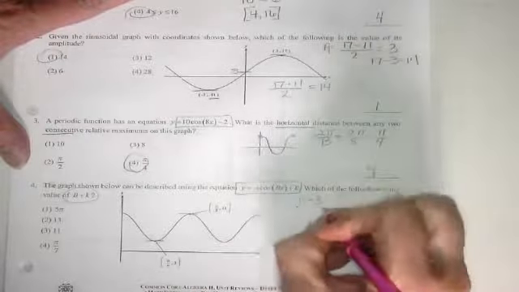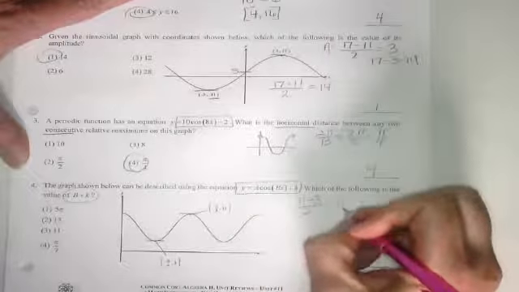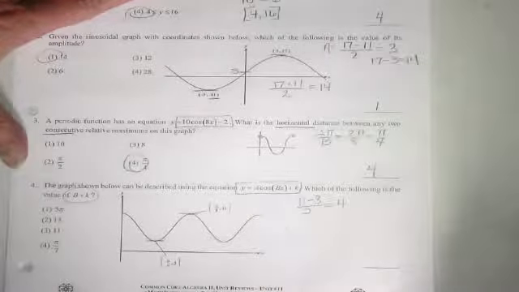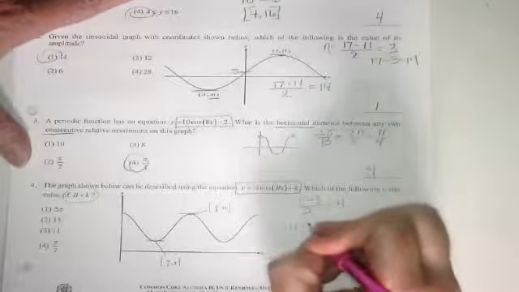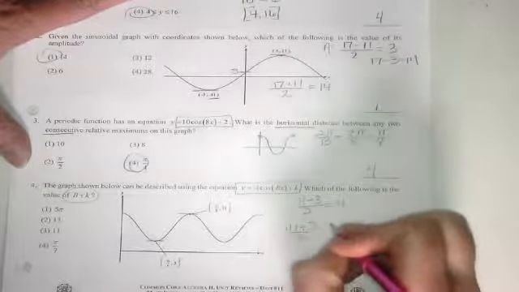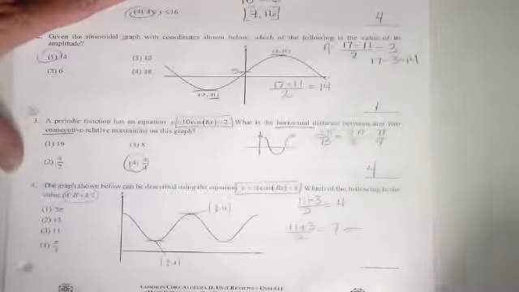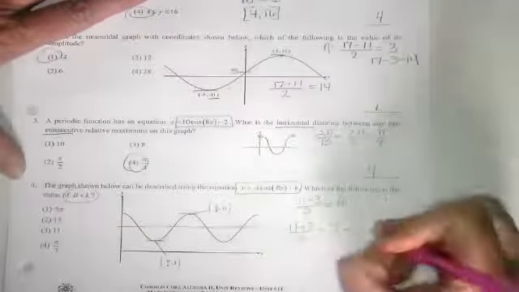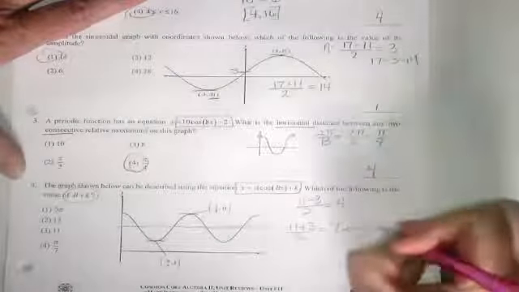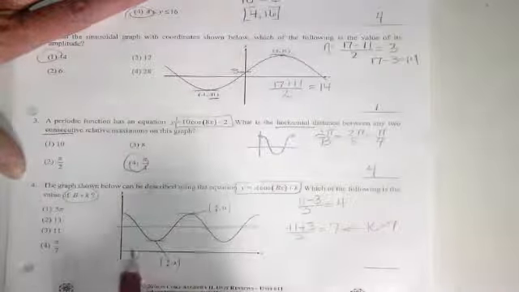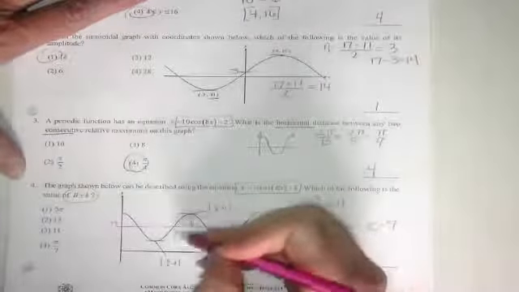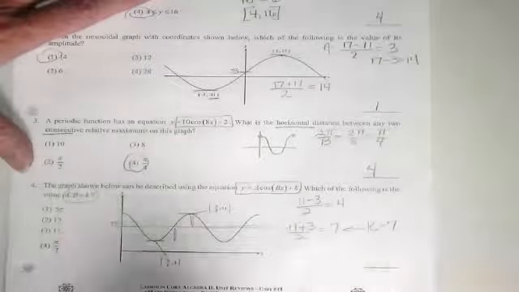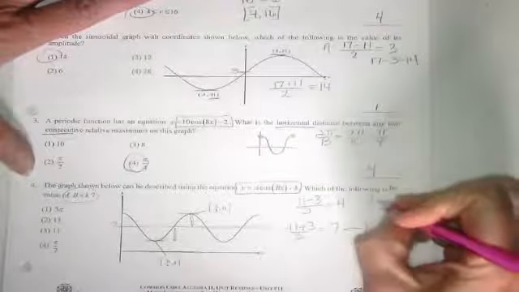If we do 11 minus 3 and divide by 2, that's 8 over 2, that's 4. If I do 11 plus 3 and divide by 2, I get 7. This right here is my midline, which is my K value. So K is 7. And then the 4, if this is at 7, the 4 is my amplitude. Again, we don't really need that right now. This is a cosine curve, so our A value is 4.